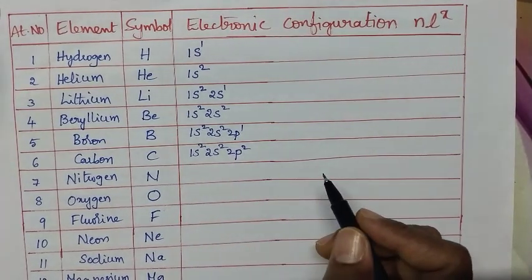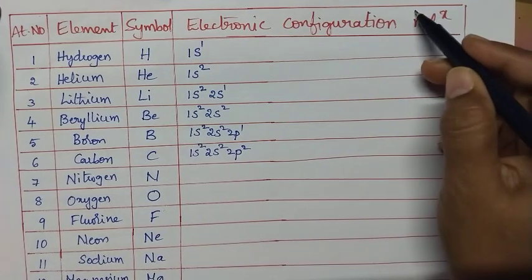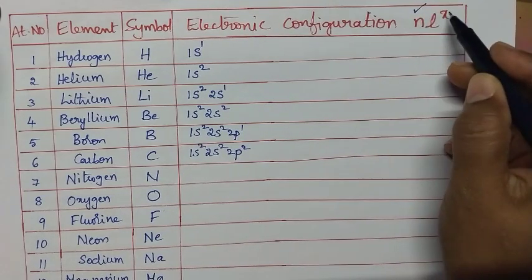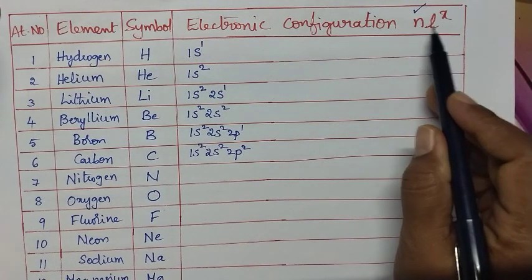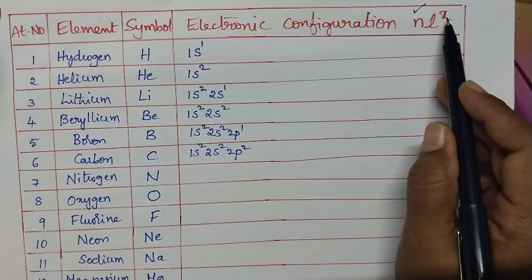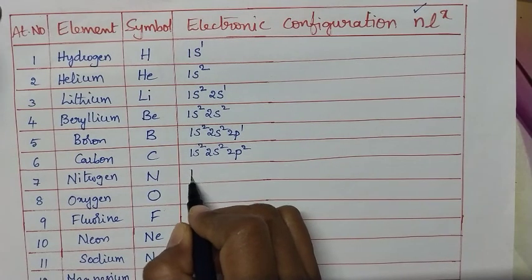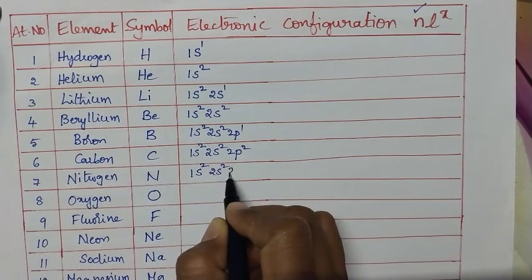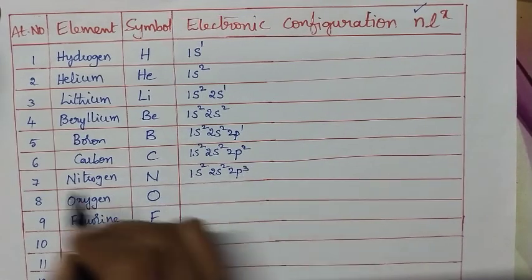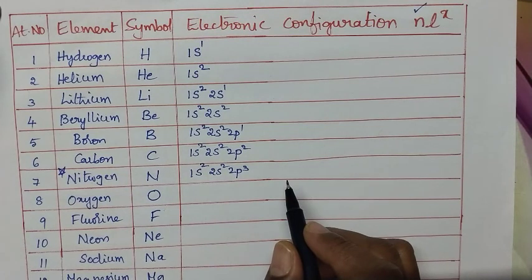Students, always remember while writing the electronic configuration, we must follow NLX notation. N represents the principal quantum number, L represents the azimuthal quantum number, X represents the number of electrons. So coming to the nitrogen, its configuration is 1s2, 2s2, 2p3. And always remember that nitrogen is stable.